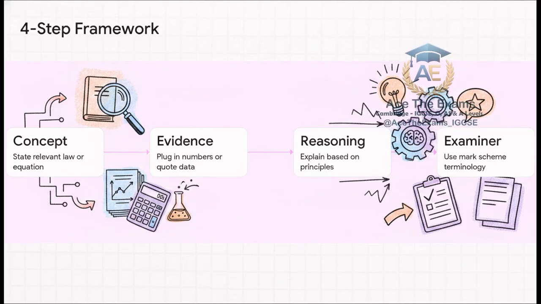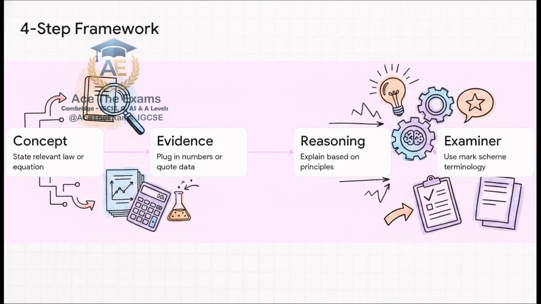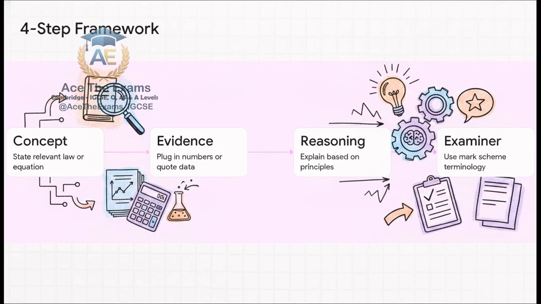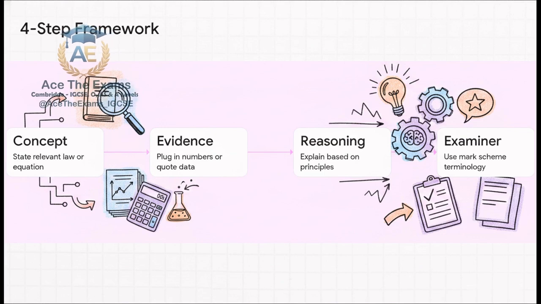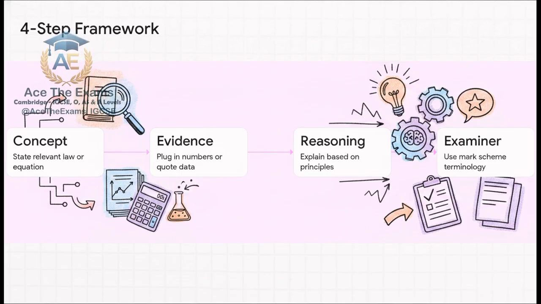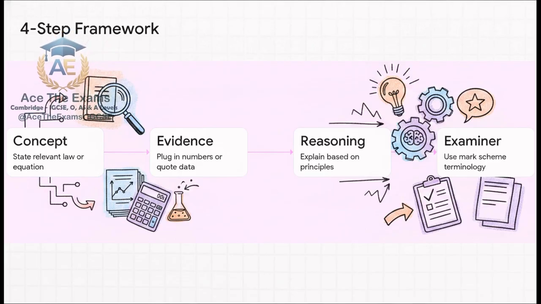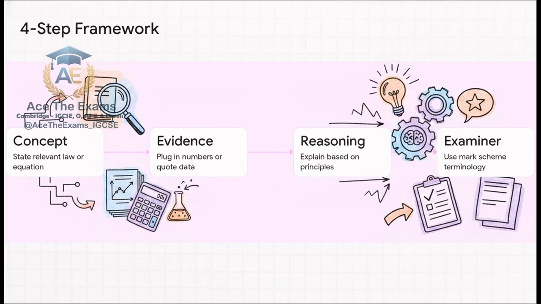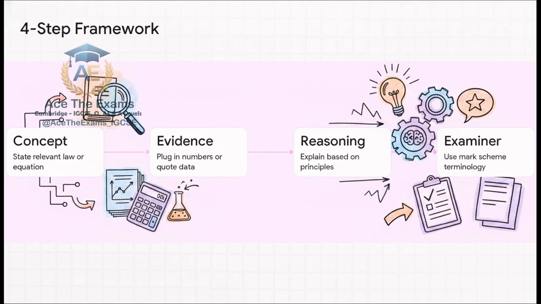Step 2 is evidence or data. This is where you plug your numbers into that equation or quote specific data from a graph. Step 3 is scientific reasoning. Explain exactly what happens and why it happens, relying purely on physics principles. And finally, Step 4, examiner wording. Use the exact, precise terminology they use in past paper mark schemes. Honestly, this is a highly scalable framework for reverse engineering perfect Cambridge answers every time.